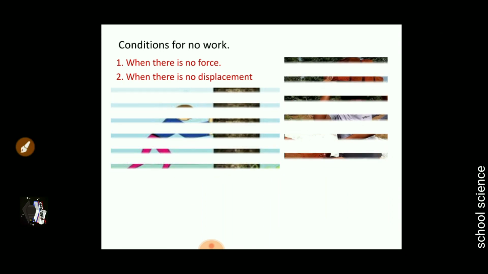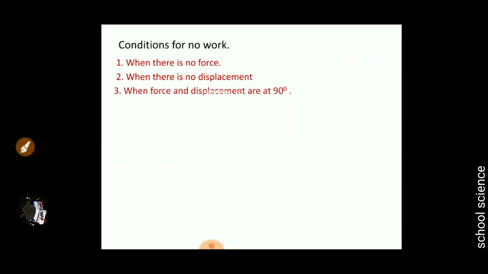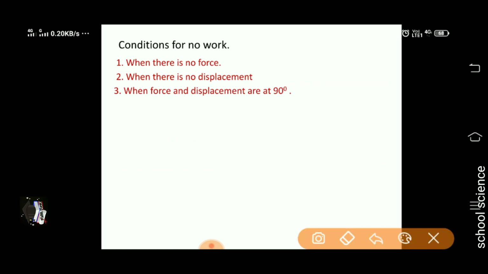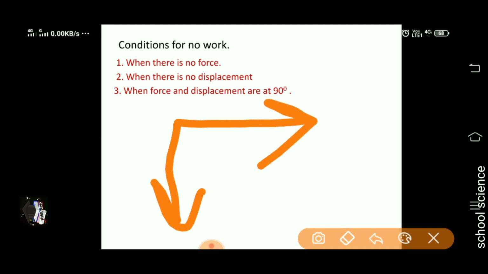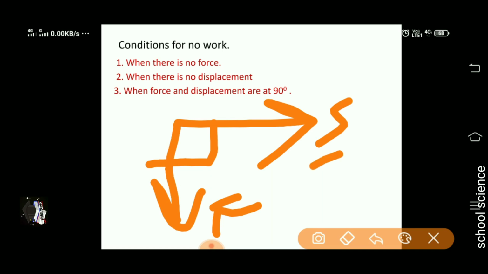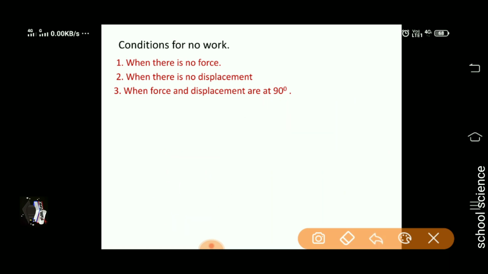okay? Now the next condition is when the force and displacement are at 90 degrees. Suppose this is the force and this is the displacement. What is the angle between them now? The angle is 90 degrees. If there is a condition like this, then the work done will be 0. We'll learn about this in detail in higher classes, but for the time being, just understand that when the force and displacement are at 90 degrees, the work done is 0.